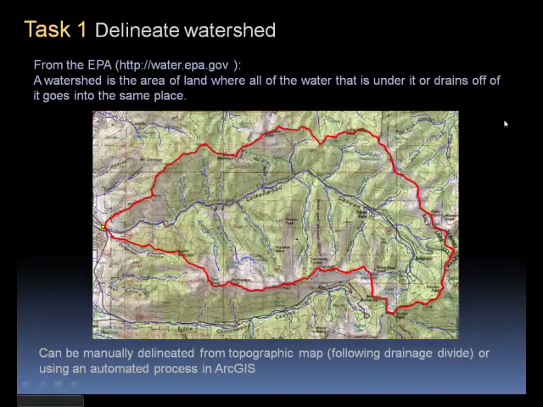Okay, so delineating a watershed. According to the EPA, a watershed is the area of land where all the water that is under it or drains off of it goes to the same place. Watersheds can be defined by any given point on the landscape, and I'll show you a picture of that in just a second here. They can be delineated manually. You can look at a topo map and just follow the drainage divide. Or now we can use GIS and use a bunch of automated processes.